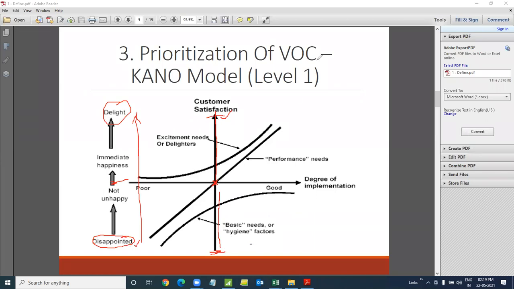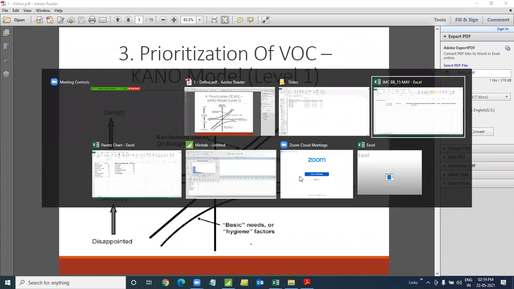Now, based on these two axes, there are three curves, which are the reason why we use the Kano model. This curve, this curve which is diagonal, and this curve which is on the top. Let's understand what these curves do for us in terms of helping us decide which project needs to be selected, and how the Kano model works. Let's quickly go back to the Excel so we can maintain the notes also.